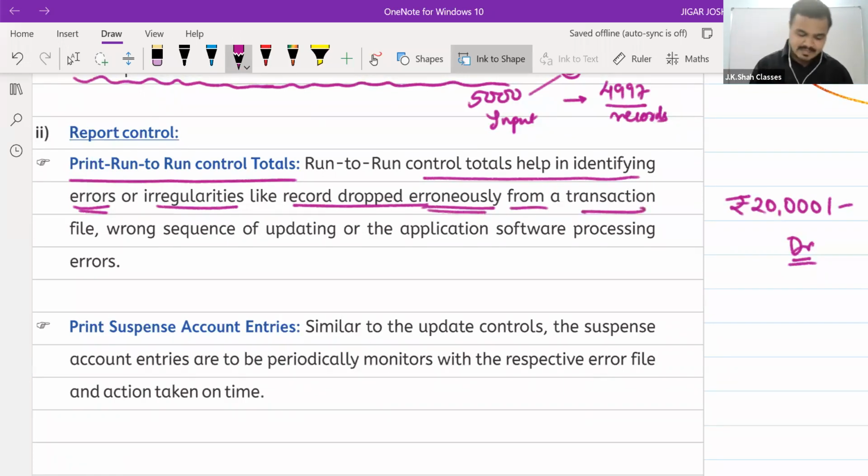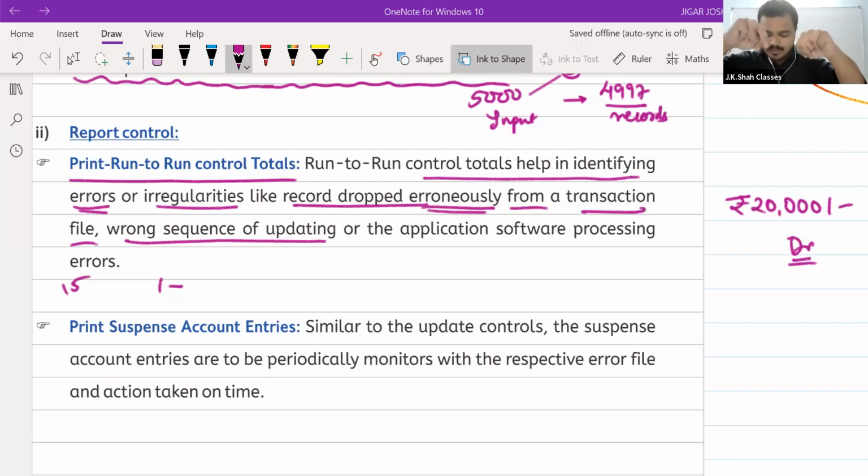Erroneously from the transaction file, wrong sequence of updating. You are updating the wrong data. Yes, sir. You have been asked, my dear chartered, to record all the transactions starting from bill number 15 onwards. But as you are a newcomer, what had you done? Sir, I had recorded from the first. So now what is the problem from first to 15th? Sir, transactions are recorded double the time. Understood?